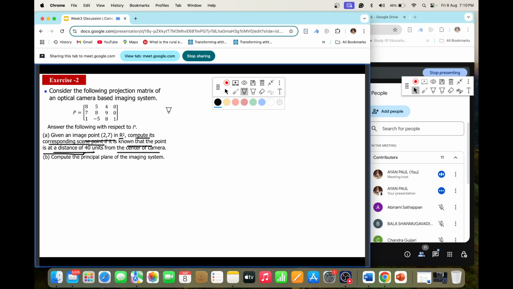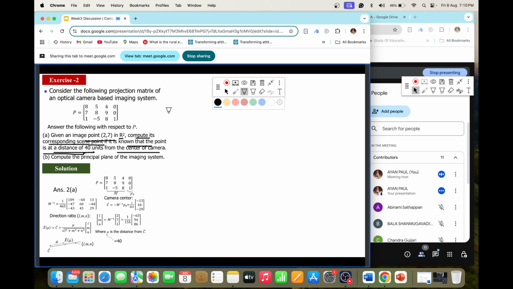And the second question is to compute the principal plane of the imaging system. Can we do it? Let's see, it's very easy actually. So how can we do it? This is your projection matrix. Again we have divided it into M and P4, and from this we can calculate the center of the camera, which is minus M inverse P4. So from this we can compute M inverse, and if we multiply it by P4, we can get the center of the camera.